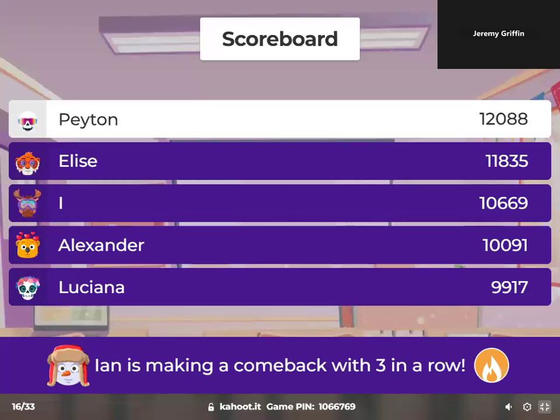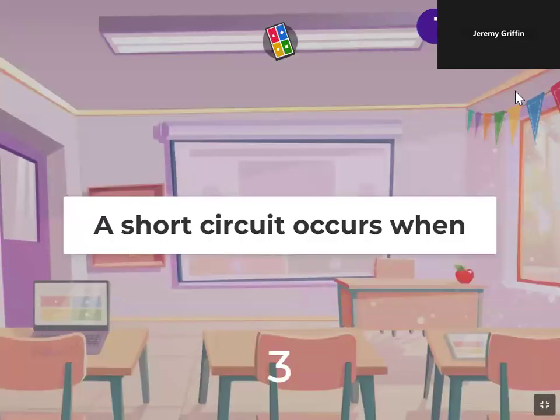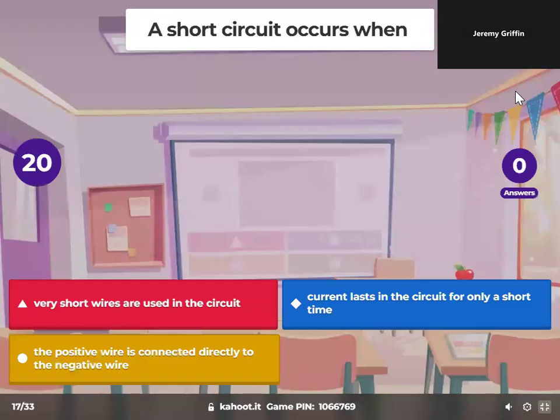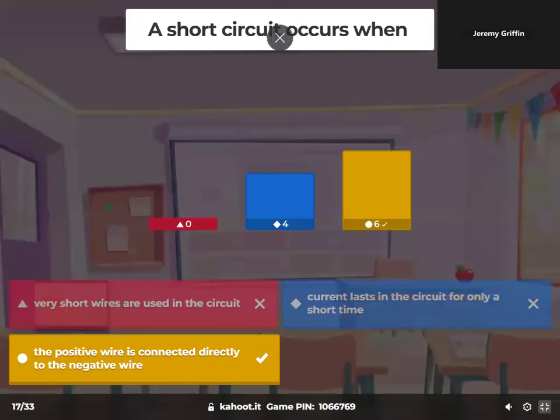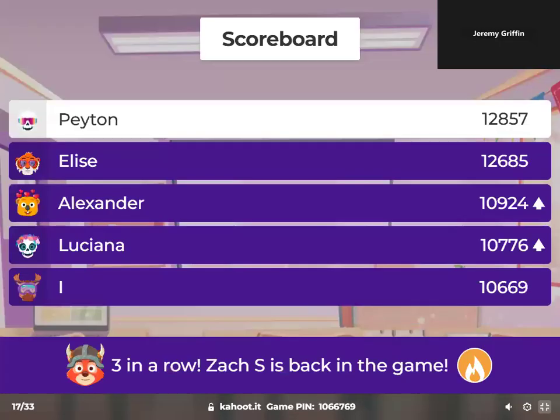Oh, a short circuit. What are we talking about when someone says a short circuit? Are they talking about very short wires in the circuit? The current lasts for a short time? Or is the positive lead connected directly to the negative lead? What does a short circuit mean? Yeah, positive connected directly to negative. You could also say if there's zero or negligible resistance in the circuit. Now, ideally, you do want some resistance, because short circuits, you typically don't want those. You want there to be some resistance.